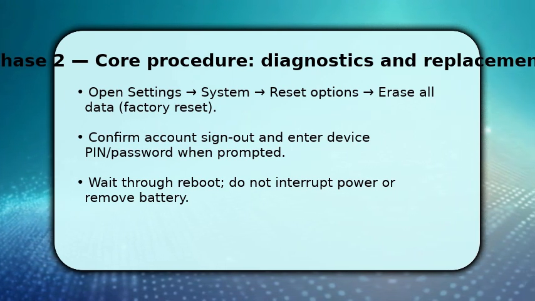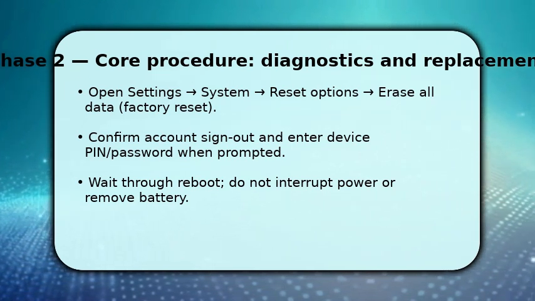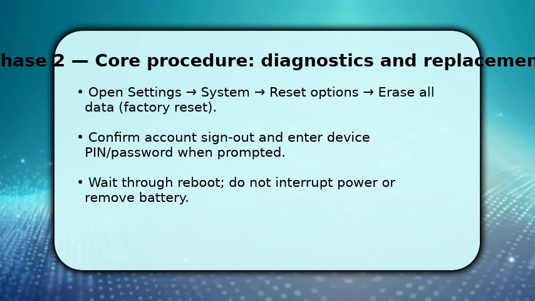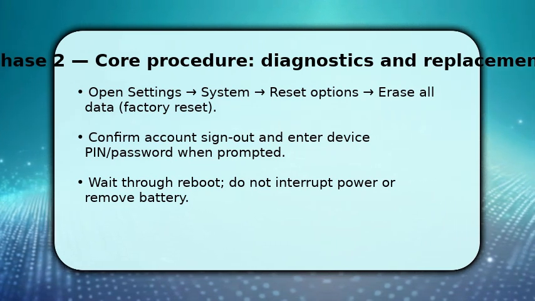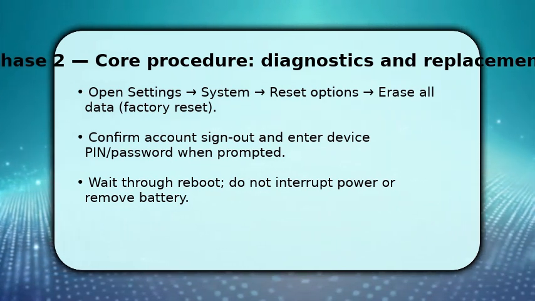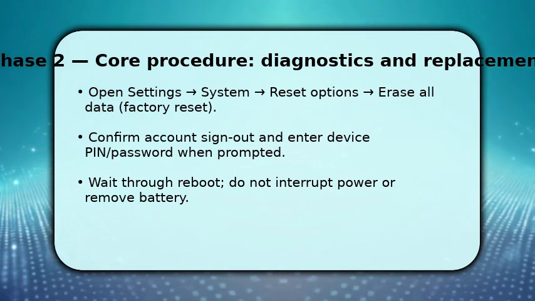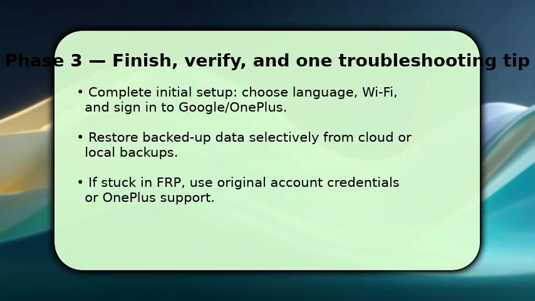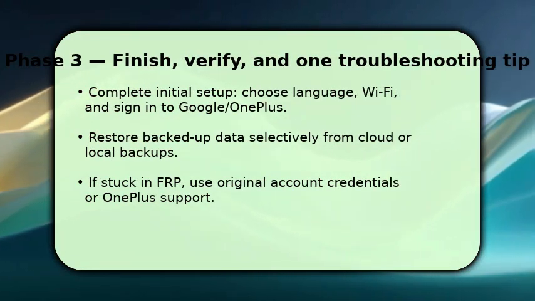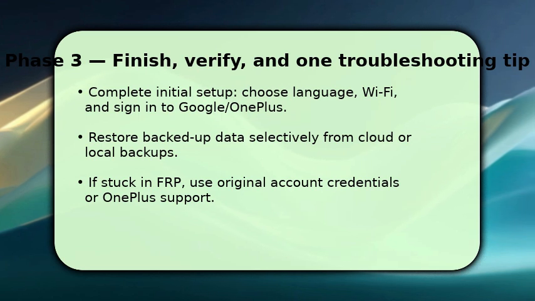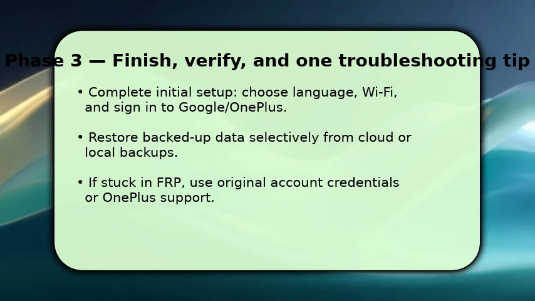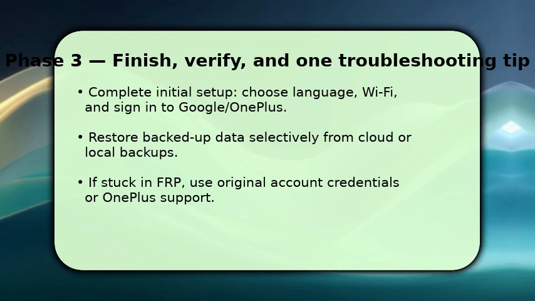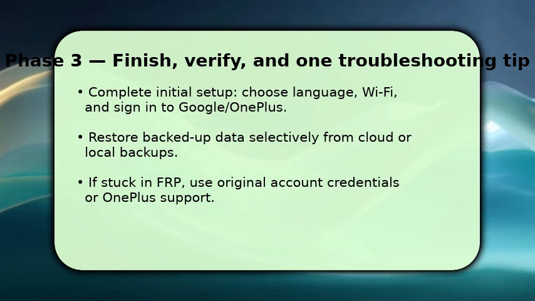Do not interrupt power, remove the SIM, or pull the battery. The process can take several minutes as Android clears cache and user partitions, so be patient until the welcome screen appears. You complete the setup by selecting language, connecting to Wi-Fi, and signing in with the same Google and OnePlus accounts to restore backups. Once signed in, choose which apps and data to restore.